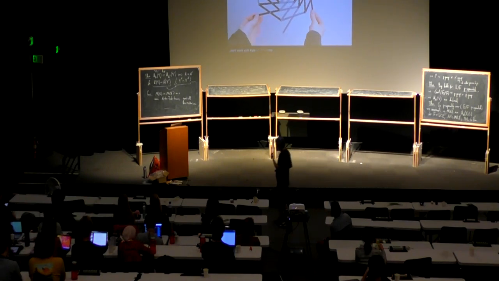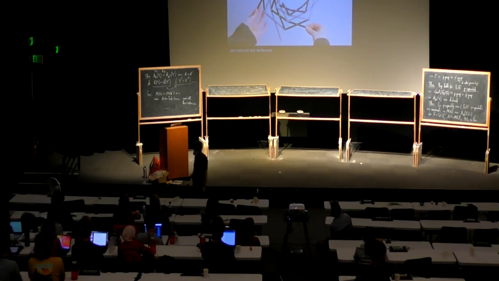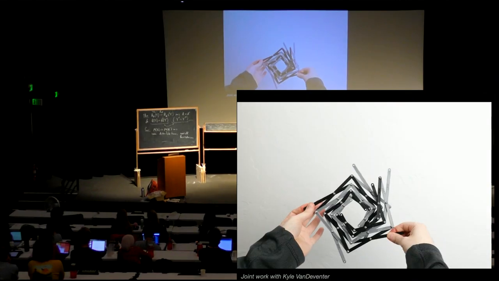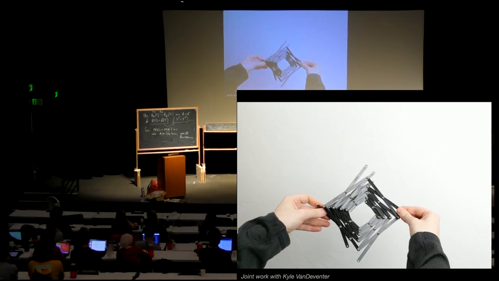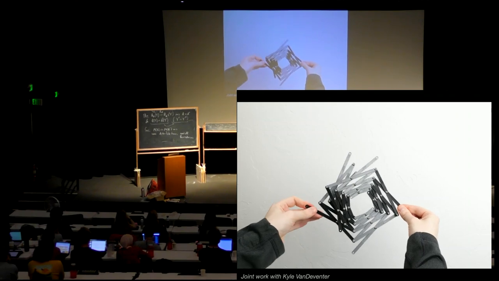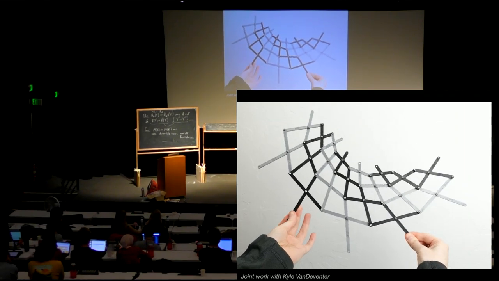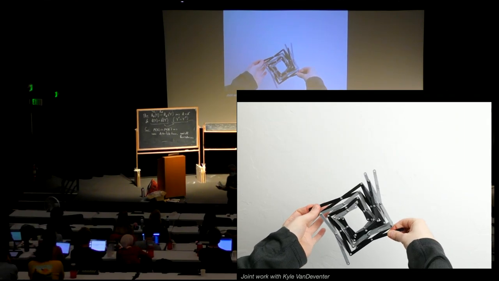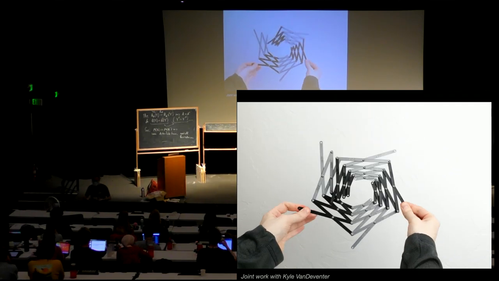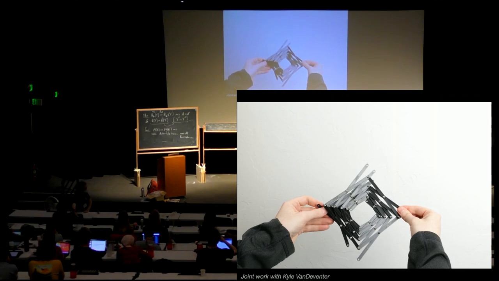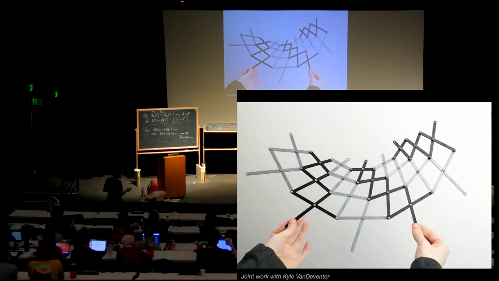This was a project with an undergraduate. Let's see, someone's over here. So this is more things to do with scissor linkages. This one was inspired by a picture of Thurston's in a hyperbolic geometry textbook. And it's a different way to do scissor linkages that has interesting properties.